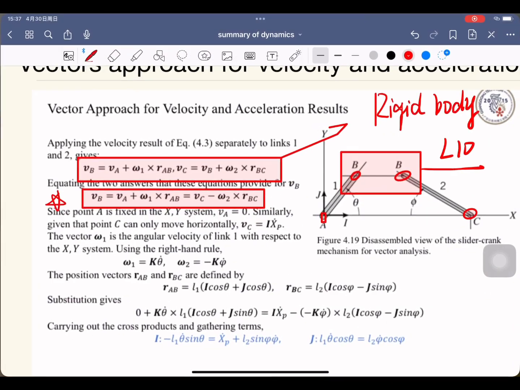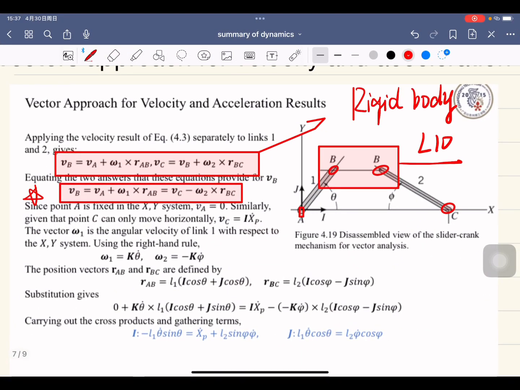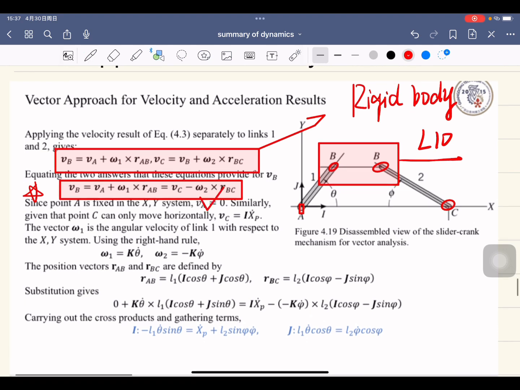So next, since point A is fixed on the XY system, VA is equal to 0. Similarly, the VC would only have one direction. It would go towards this direction, okay? So the velocity of it would be this one. And the vector omega 1 is the angular velocity of link 1 with respect to the XY system. The omega 1 and omega 2 could also be known, right? And the direction of that, I have told before.